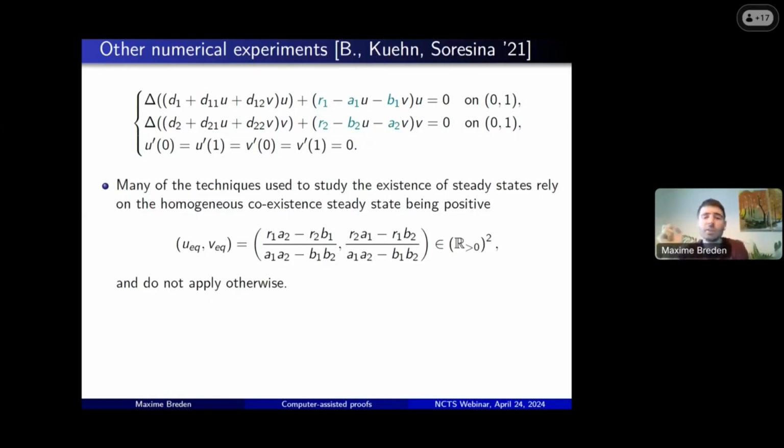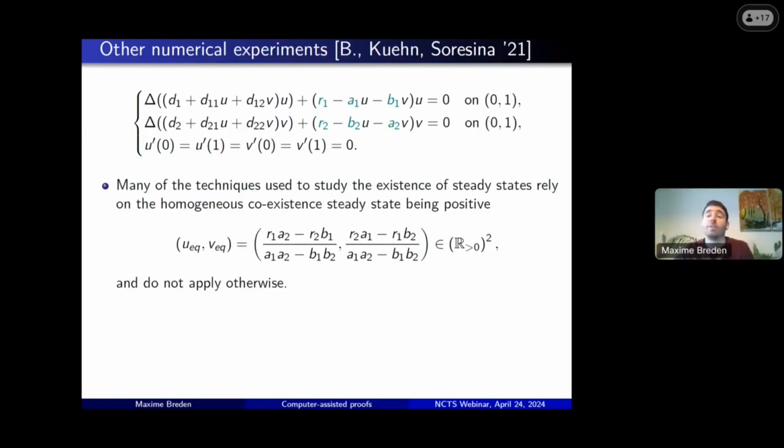But still, if this is not admissible, it doesn't mean that the system is meaningless. It's just, in the ODE case, it would mean that you converge to one of the two states where only one species remains and the other one is extinct. But this is not a meaningless scenario. It's one scenario. And then you could ask, okay, if I add cross diffusion, what happens?